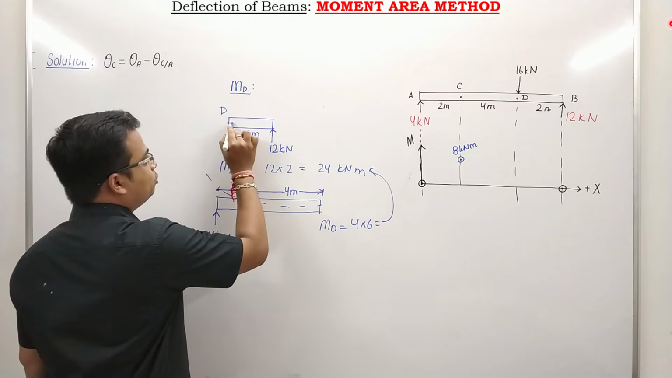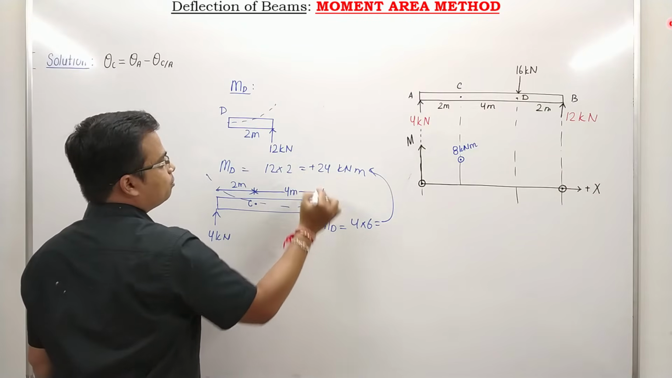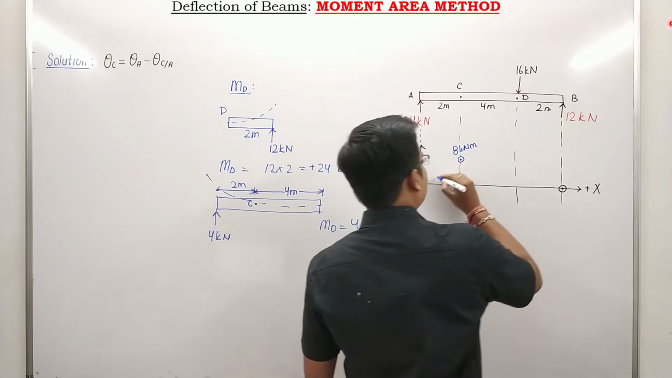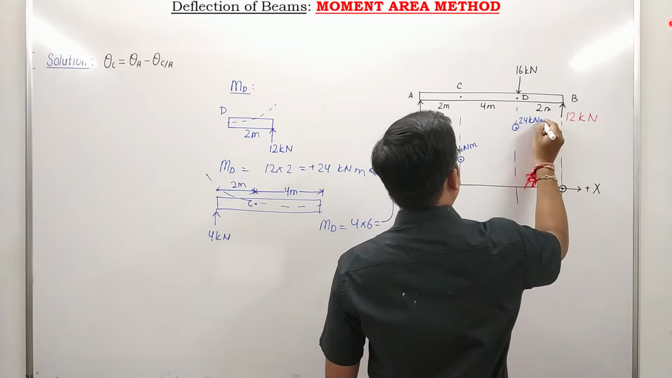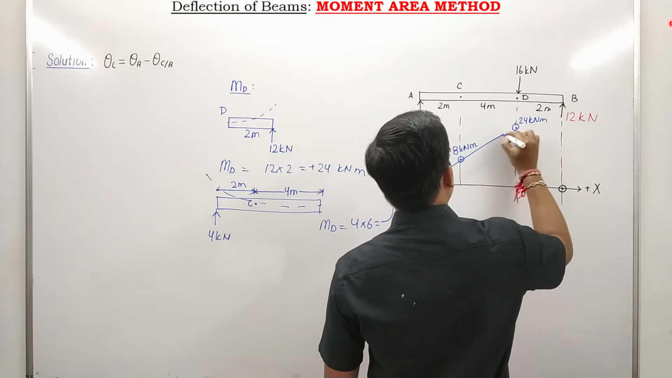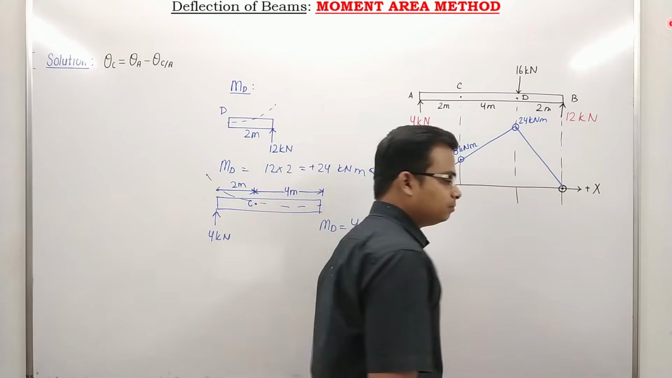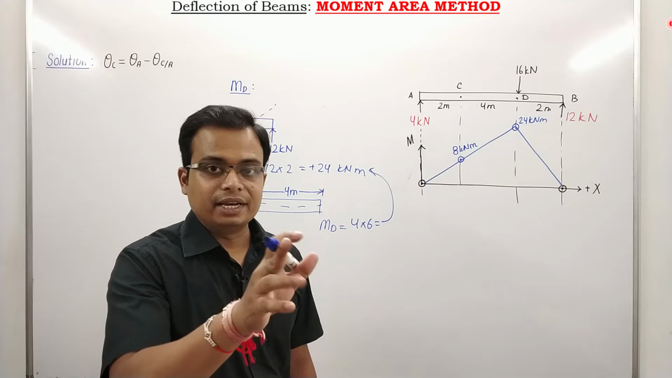Here also, this will tend to bend the beam in this fashion. That's why it is positive. Now you know. This will work out as 24 kNm. Now, this is how the bending moment diagram would look. That's it. Now we can proceed over to the next slide.